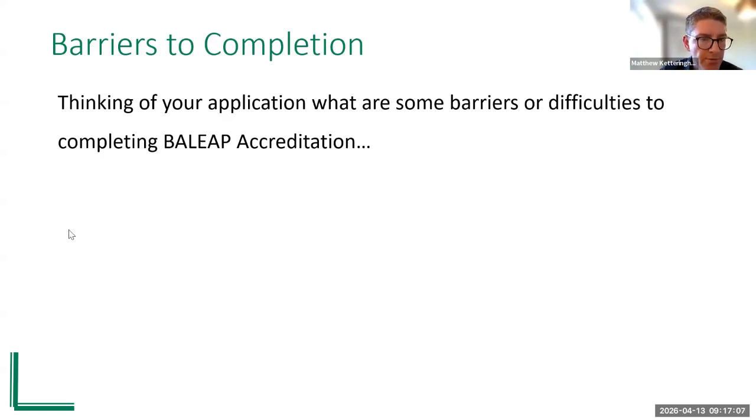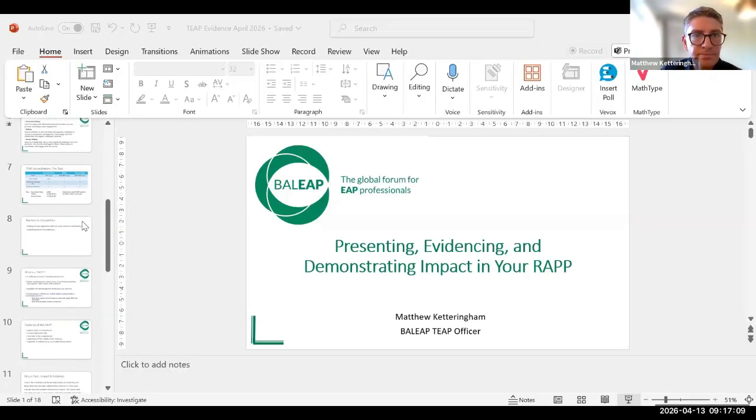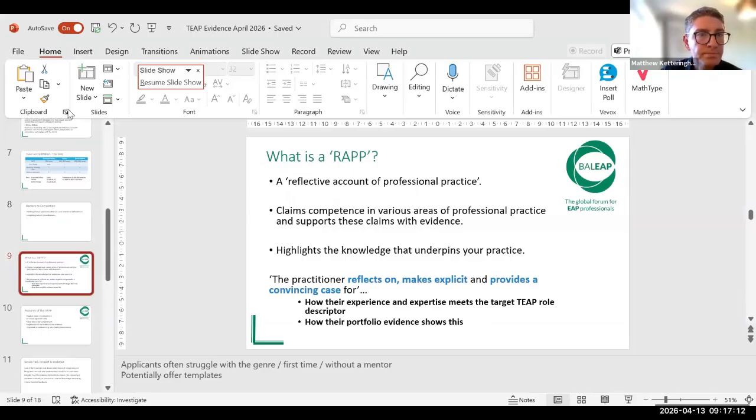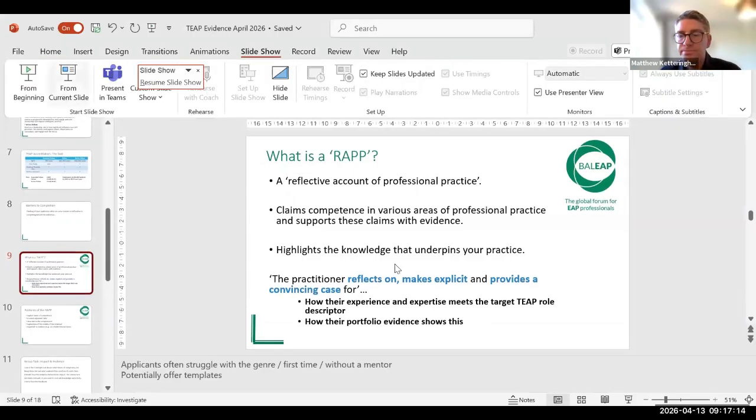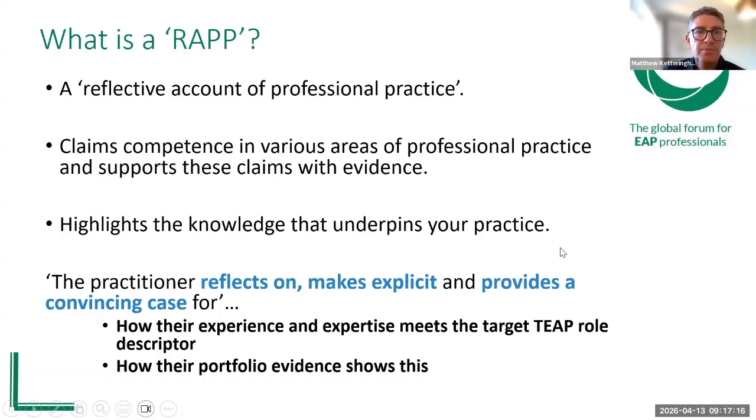Okay, so I'll briefly talk about the wrap. The wrap is a reflective account of professional practice. You're making claims of competence in various areas of professional practice. How are you supporting these claims with evidence? It's highlighting what you do, why you do it, and also evidence to support how you do it.